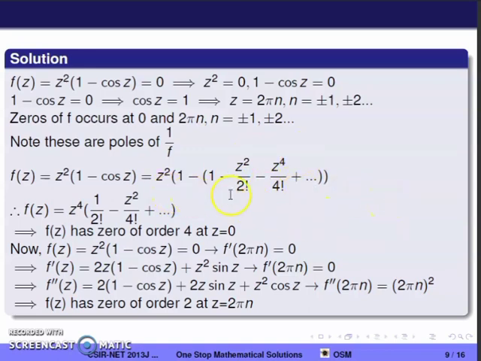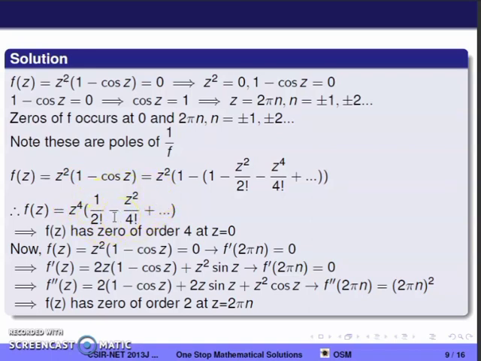Now from the inside bracket I am taking z square common. So after that we will get f of z is equal to z power 4 into 1 by 2 factorial minus z square by 4 factorial plus etc. So now I have written f of z as z minus z0 whole power m into phi of z, where phi of 0 is non-zero.